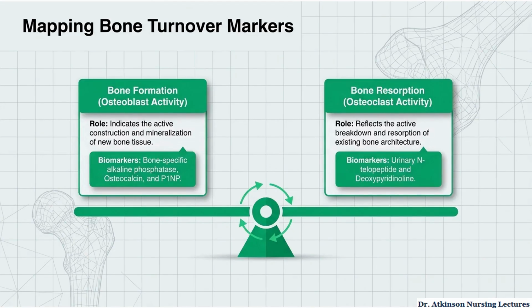Bone turnover markers show whether bone formation or bone breakdown is dominant. Formation markers like bone-specific alkaline phosphatase, osteocalcin, and P1NP reflect osteoblast activity and new bone formation. Resorption markers like urinary N-telopeptide and deoxypyridinoline reflect osteoclast-driven bone breakdown. These markers help monitor osteoporosis treatment. Patients on bisphosphonates should show decreasing resorption markers within weeks. If levels do not decrease, treatment adherence or effectiveness should be questioned.